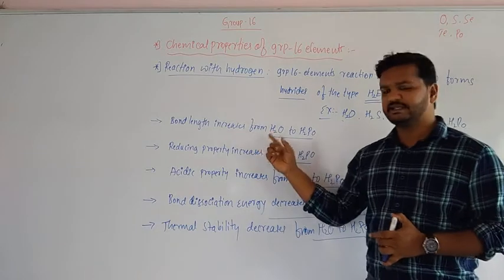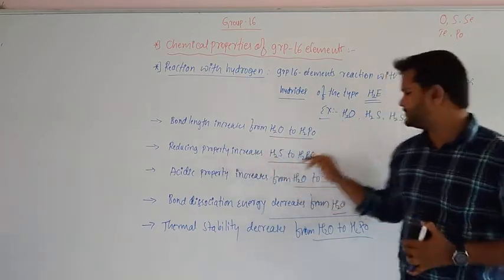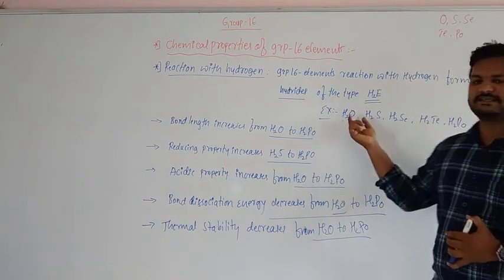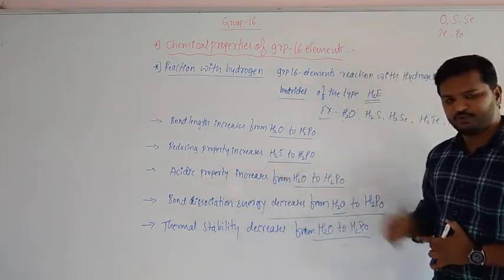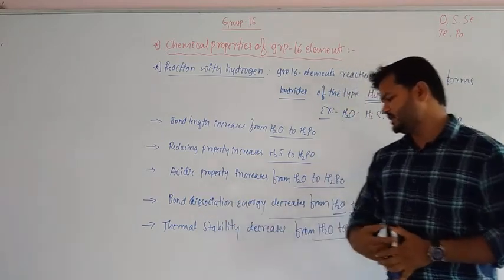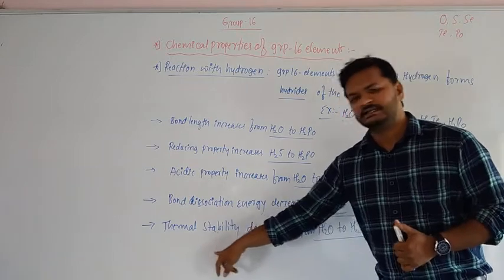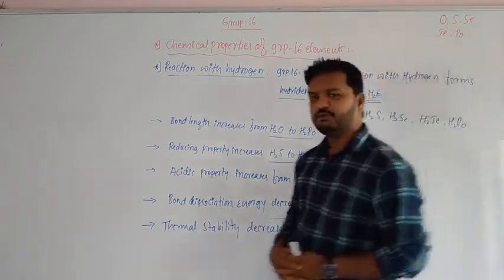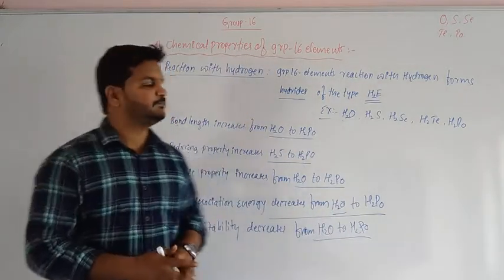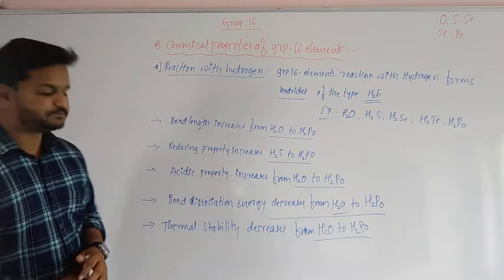First one, bond length increases from H2O to H2Po. Reducing property increases from H2S to H2Po except water. Acidic property increases from H2O to H2Po. Bond dissociation energy decreases from H2O to H2Po. And also thermal stability decreases from H2O to H2Po. So this is about hydrides and their respective properties.